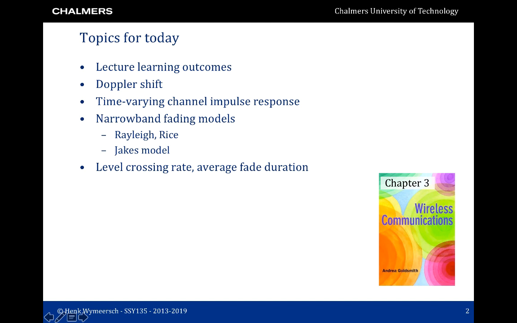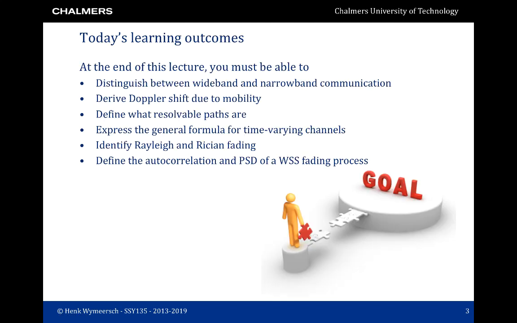In this lecture we will talk about narrowband time-varying channels. We will first discuss Doppler shifts and then time-varying channel impulse responses. We then look at time-varying narrowband fading models, the Rayleigh and the Rice model, as well as the Jakes model. Finally, we talk about level crossing rate and average fade duration. This lecture relates to Chapter 3 of the book Wireless Communication by Andrea Goldsmith.